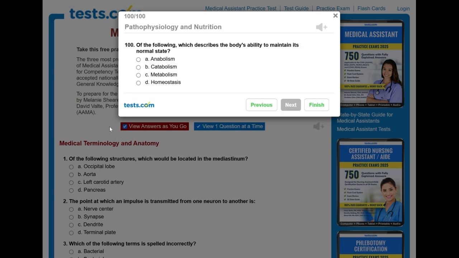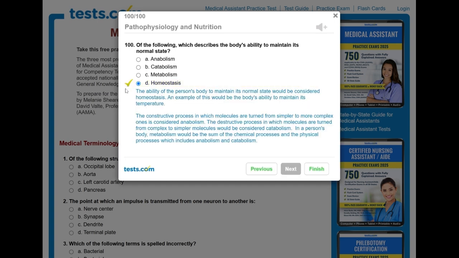Question 100. Of the following, which describes the body's ability to maintain its normal state? A. Anabolism, B. Catabolism, C. Metabolism, D. Homeostasis. D. Homeostasis. The ability of the person's body to maintain its normal state would be considered homeostasis. An example of this would be the body's ability to maintain its temperature.